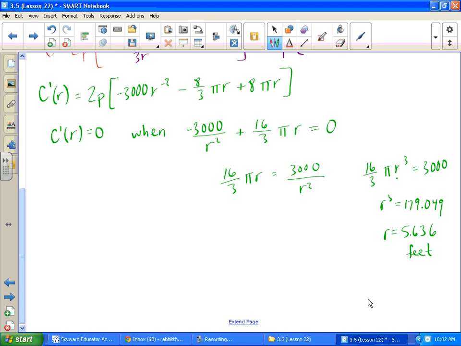Okay, so then how do I check, because what I'm trying to do here is minimize the cost. So how do I check if this is a minimum? You can take the second derivative and plug this in, and then if it's concave, or if it's positive or negative, is it going to give me a minimum?